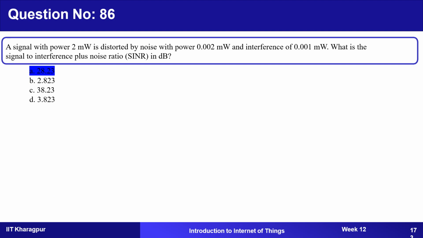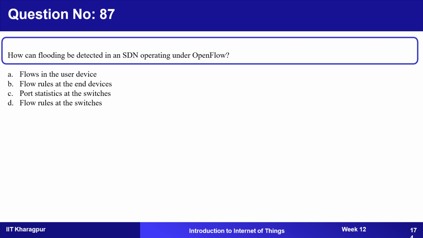Yeah, so basically the formula is 10 log signal by noise. Here noise will be the summation of your noise plus interference, because in the question it is given to calculate signal to interference plus noise ratio. Next question is, so these are the concepts of computer networking only. These have nothing to do with IoT. These are basic formulas of computer networks.